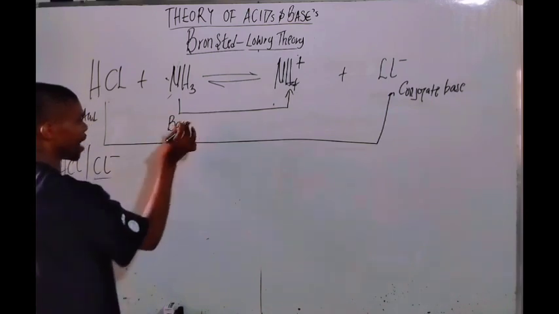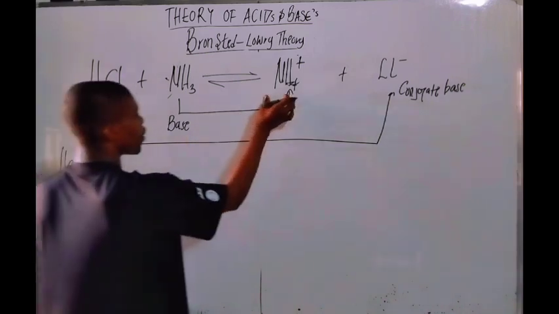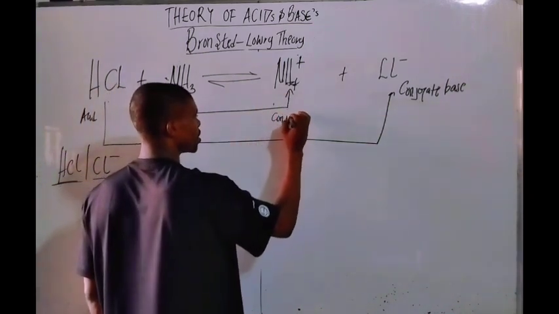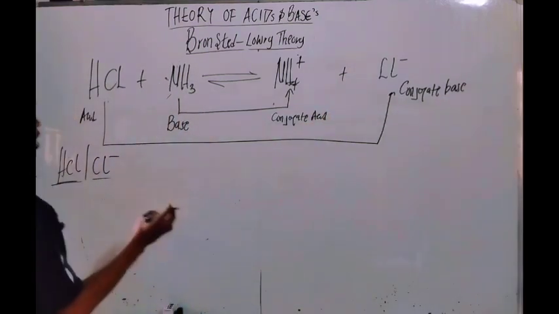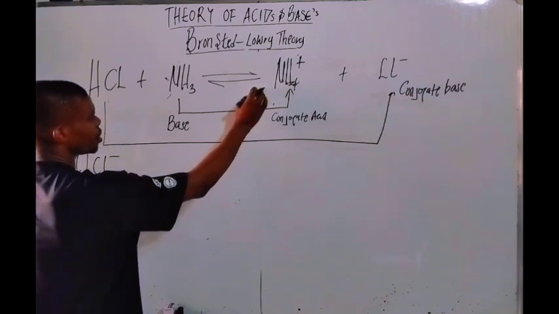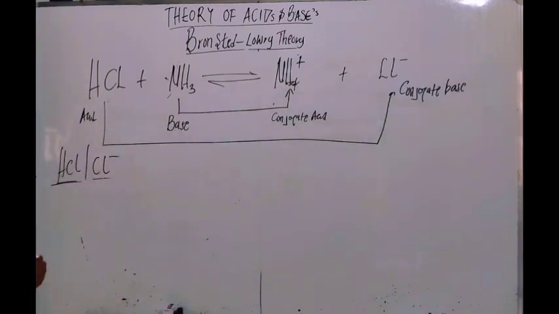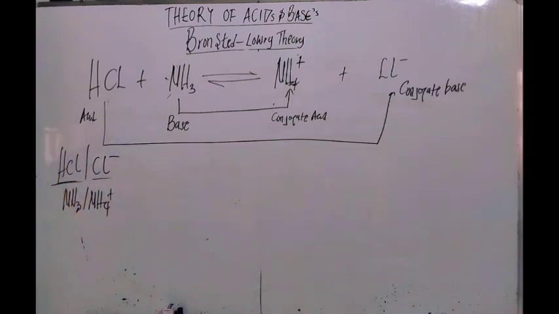Now here is the base. This base accepts a proton, which is hydrogen, to form a conjugate acid. A conjugate acid. Here we have the ammonium ion. They are conjugate pairs. So you have NH3 and NH4 plus. They are conjugate pairs. As easy as that.